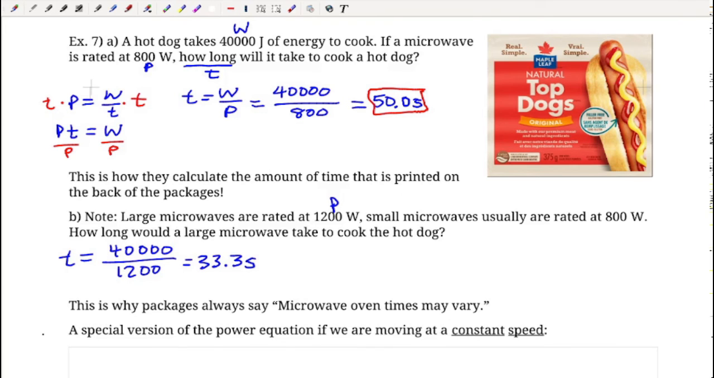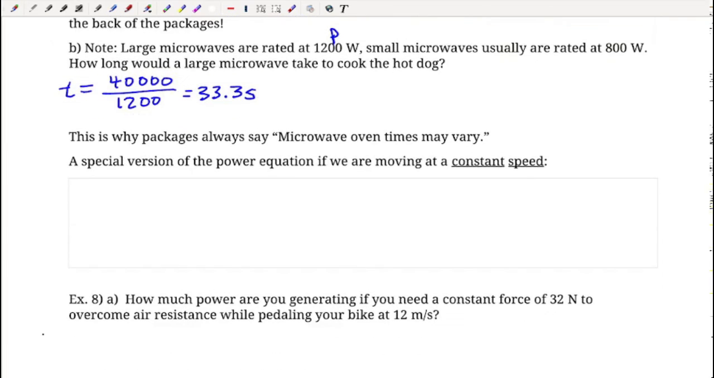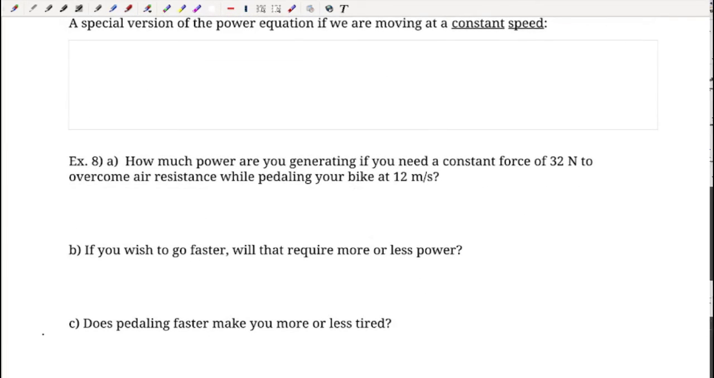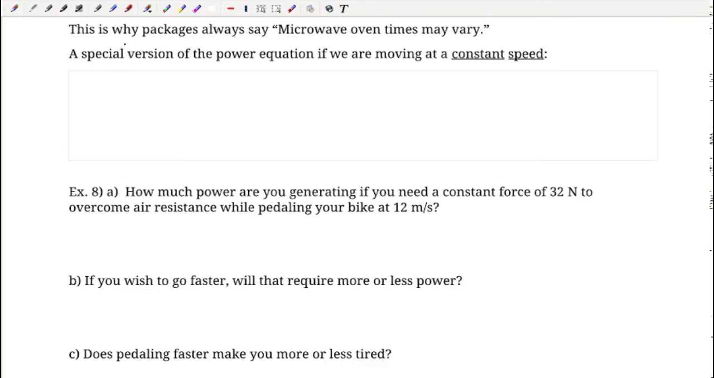A special version of the power equation we get if we are moving at a constant speed. So we know for any scenario we have power equals work over time, and we know that work equals force times distance. So power is force times distance over time. And you may recognize this, distance over time is actually just velocity. So if I substitute out distance over time, this ends up being just force times velocity.